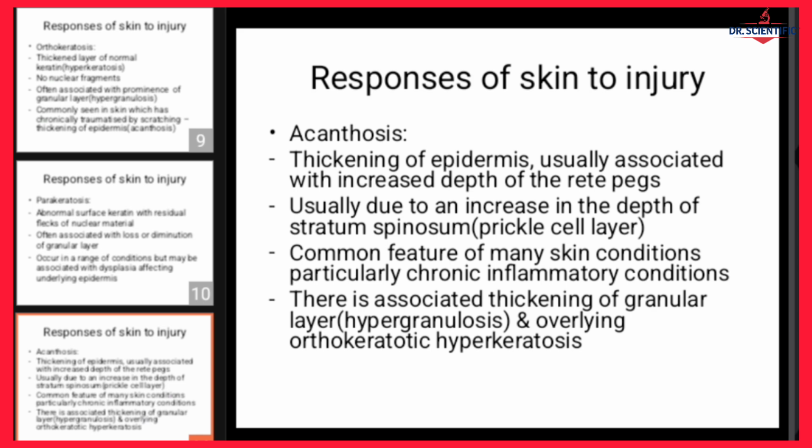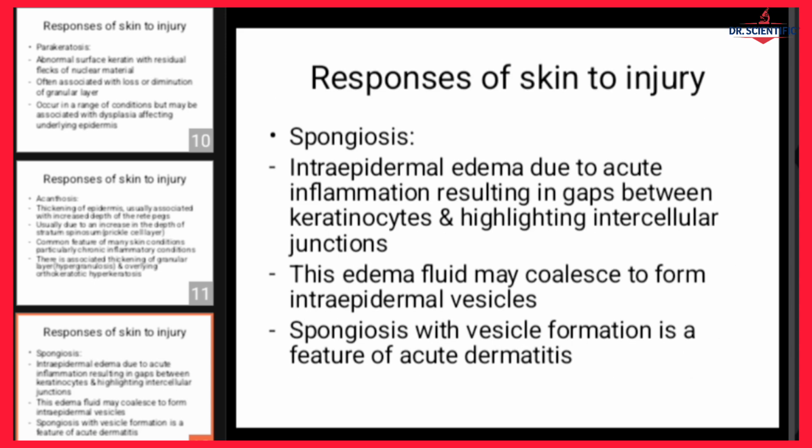So of course you need to remember what orthokeratosis is, what hyperkeratosis is. Combining the two, they are both orthokeratosis and hyperkeratosis. Then there is spongiosis. So these are intraepidermal edema. We talked about edema, I think that was in pathology 1 also.